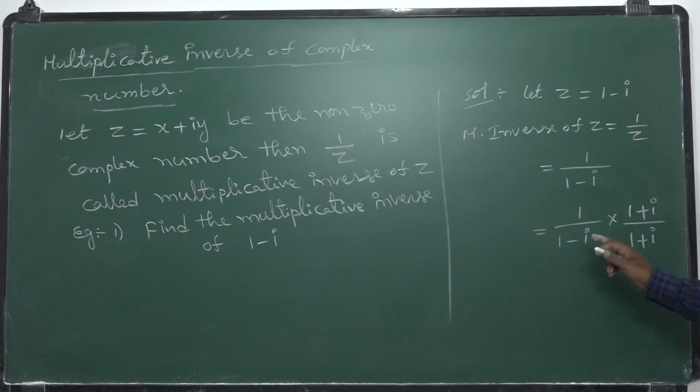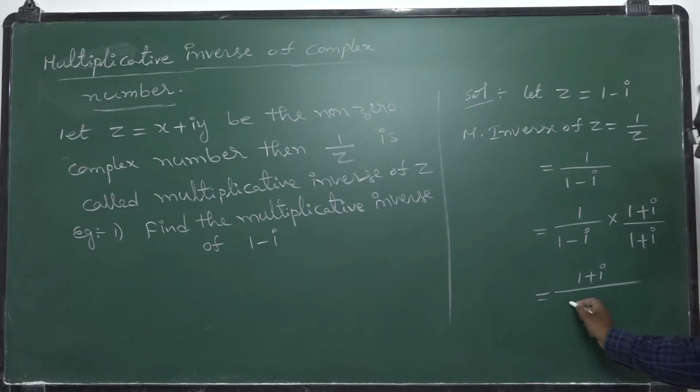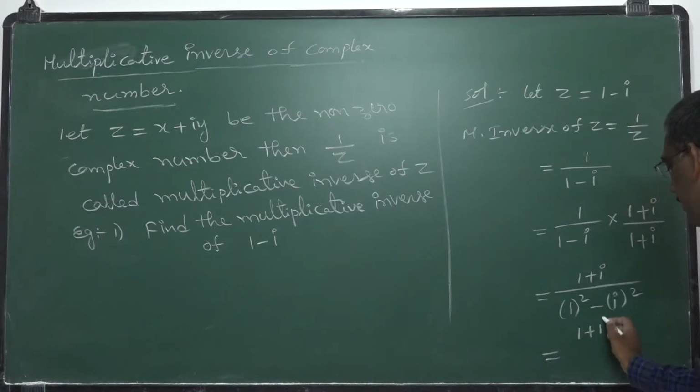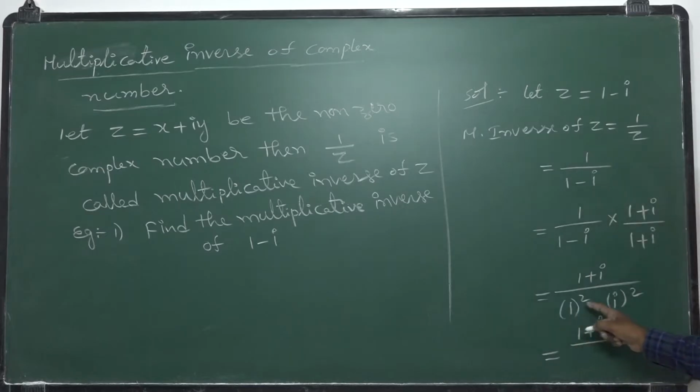So the conjugate of 1 minus i is 1 plus i. Therefore multiplying and dividing with 1 plus i, numerator value will be equal to 1 plus i. Denominator is in the form of a minus b into a plus b, a square minus b square. This is equal to 1 plus i by 1, i square value is minus 1, minus minus plus 1, 1 plus 1, 2. So therefore multiplicative inverse of 1 minus i is 1 plus i by 2.